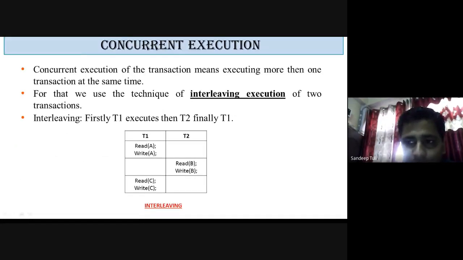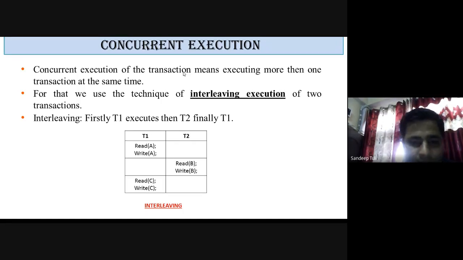So these 5 states are clear. Now we are coming to the next point, that is concurrent execution. Concurrent execution, we have already seen in the slide which explains isolation. Isolation is the property we talk about when multiple transactions are being executed concurrently, or multiple transactions are executing in parallel. So concurrent execution means that multiple transactions are being executed at the same time.